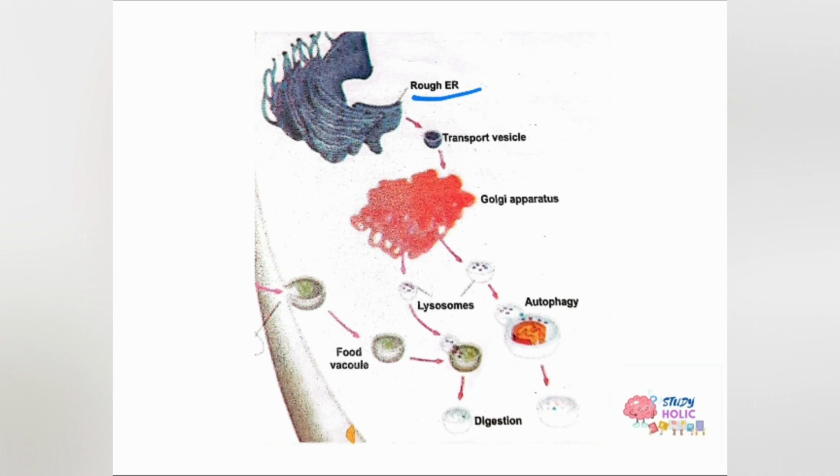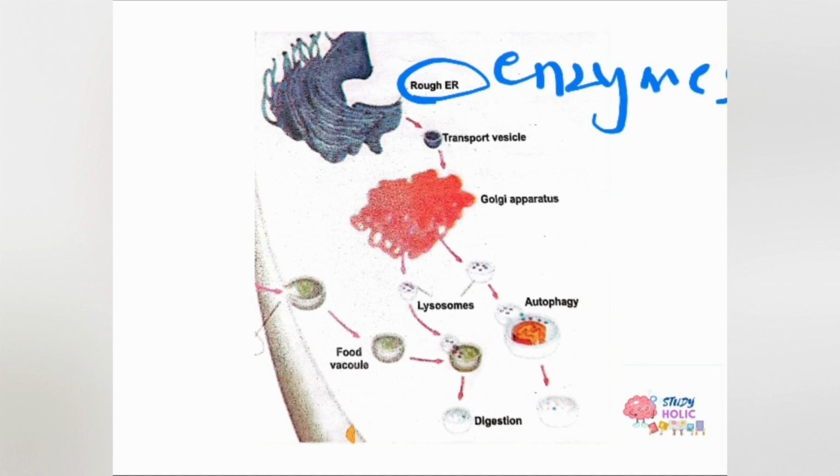Here it is the rough endoplasmic reticulum. The lysosomal enzymes are formed in the rough endoplasmic reticulum. Lysosomal enzymes are also known as hydrolytic enzymes because they are going to break down the molecules further. So I have written over here that lysosomal enzymes are formed in the rough endoplasmic reticulum, and then they are transported via vesicle through smooth endoplasmic reticulum into the Golgi complex.